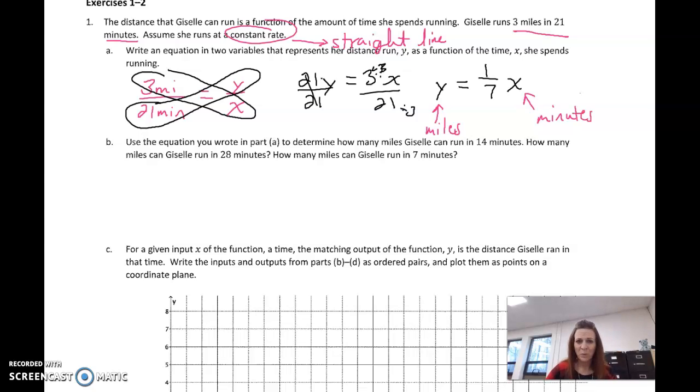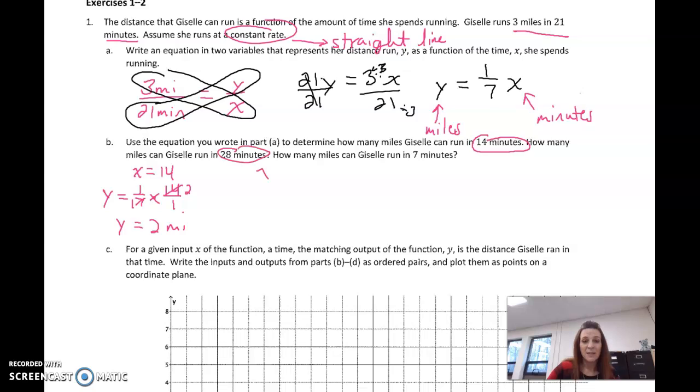So in part B here, we want to determine how many miles Giselle can run in 14 minutes, 28 minutes, and 7 minutes. Okay, so notice it says minutes. X is our minutes. So when I plug it into this equation, y is going to equal 1/7 times 14. And I'm going to write it as 14 over 1. And if you go 1 times 14 over 7 times 1, well, that's going to reduce down to 2. If you need to, 7 goes into itself 1 time, 7 goes into 14 2 times, and we get 2. And remember, y is miles, so that's 2 miles.